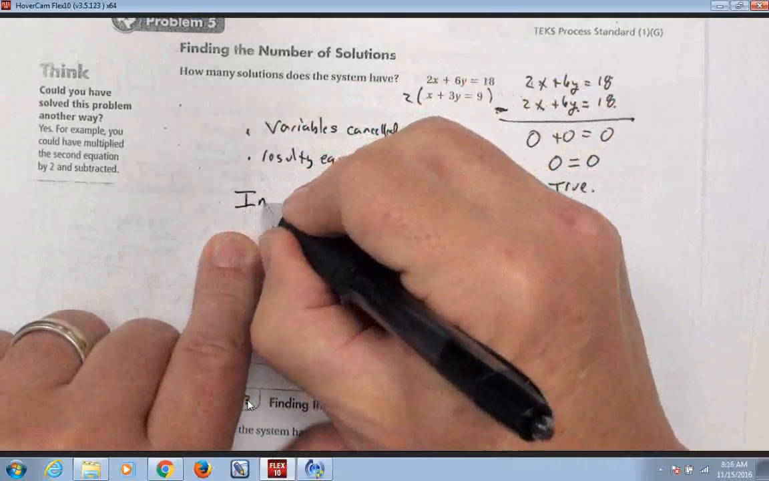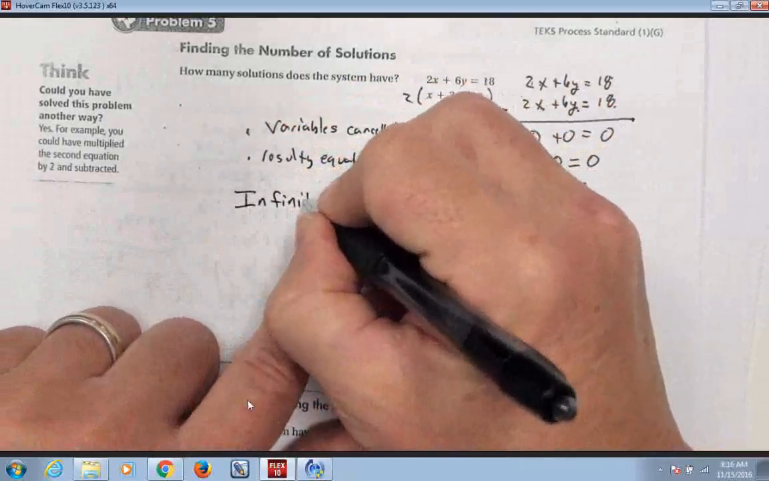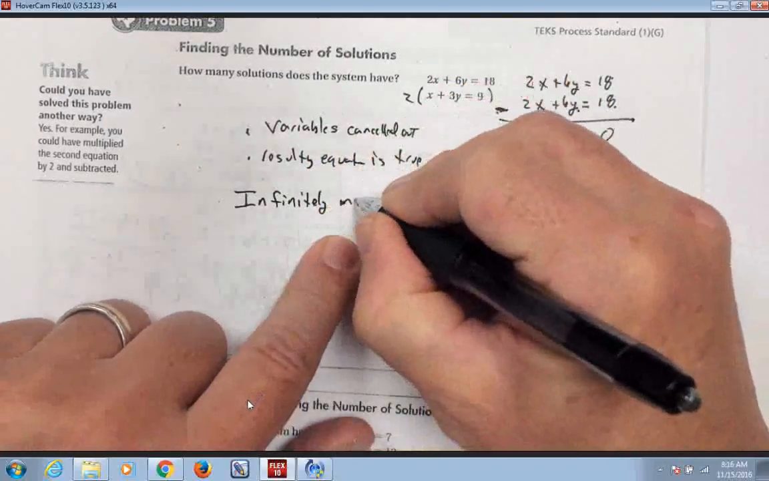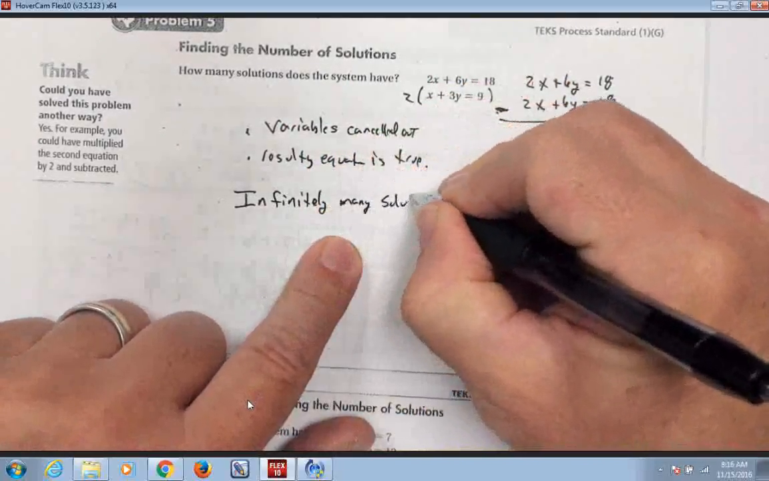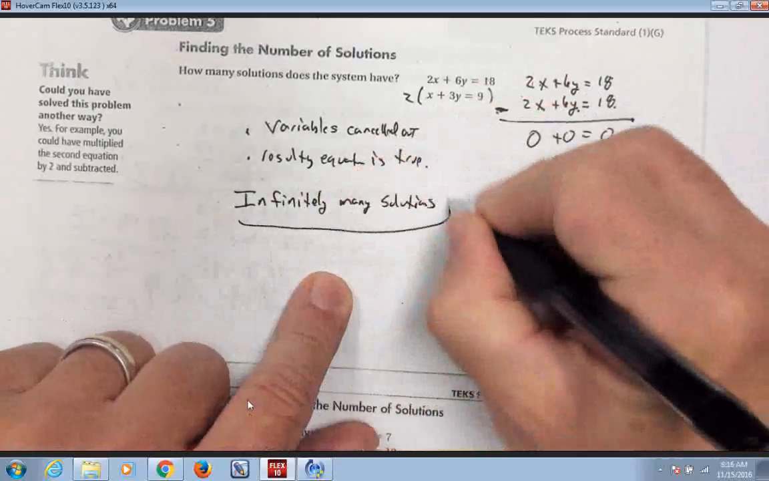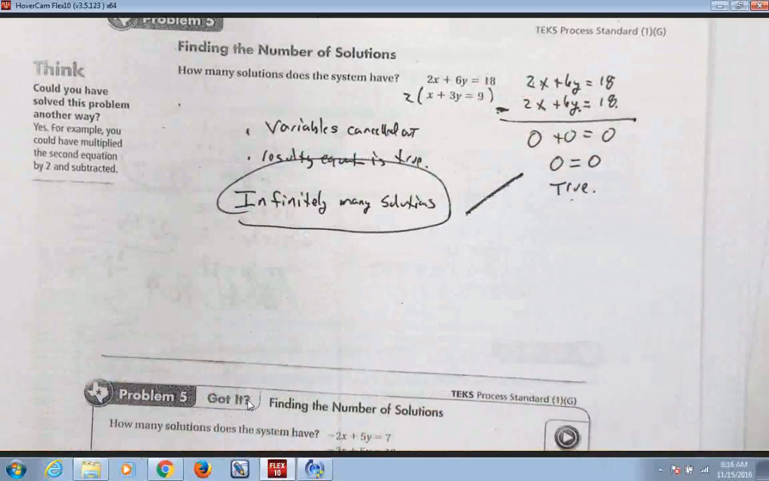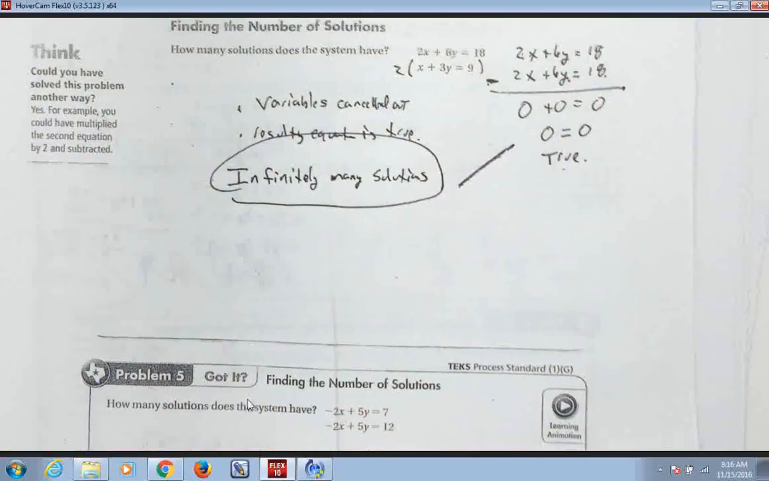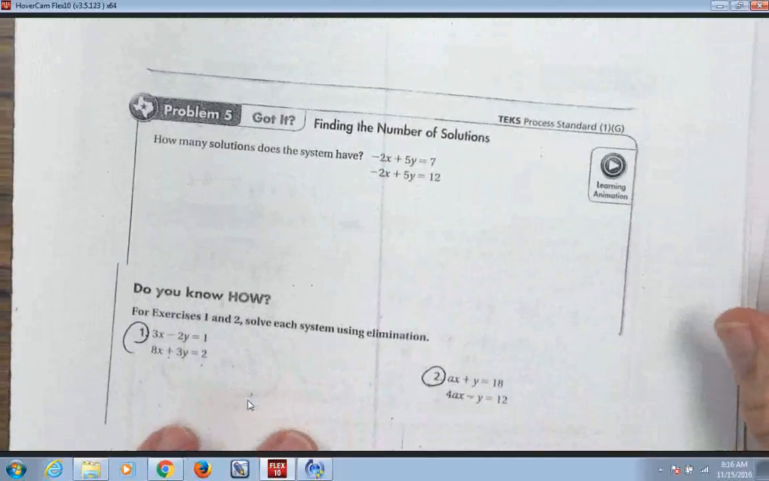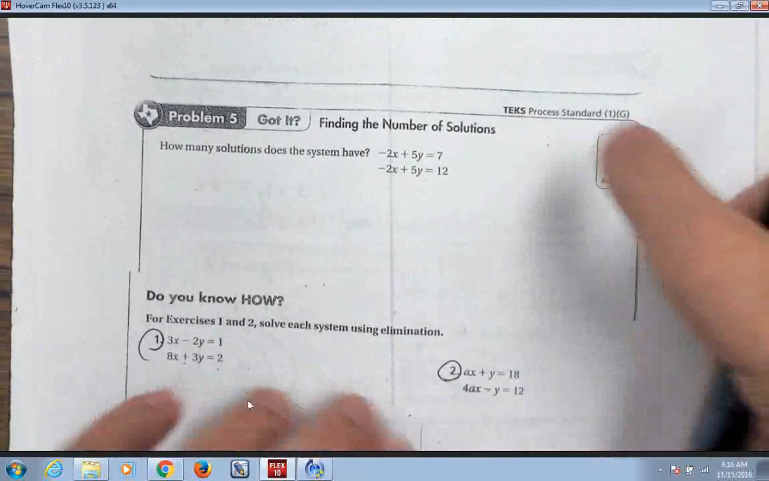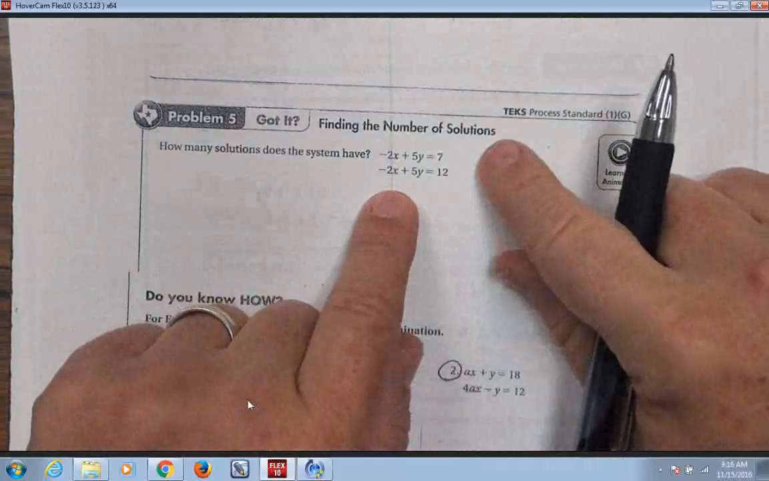So what is this? How many solutions does this have? This has infinitely many solutions. Do you understand that? So it's really exactly the same as substitution, no difference. So let's look at problem 5. Finding the number of solutions this one has.